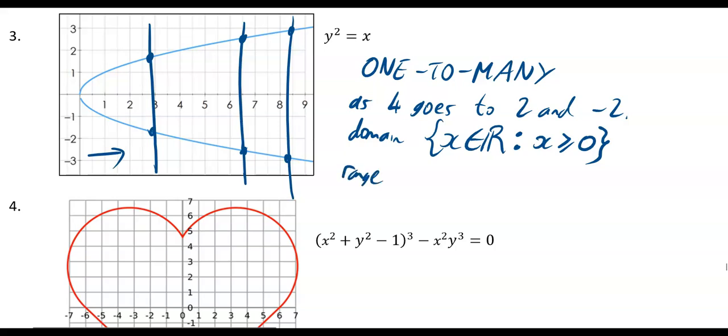And the range is y belonging to the reals. Let's see if there's any restriction on this. There's not, because you can see it will go up to positive infinity and it will go down to negative infinity as well. So your range is just y belonging to the set of reals.